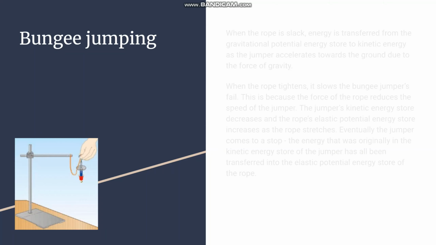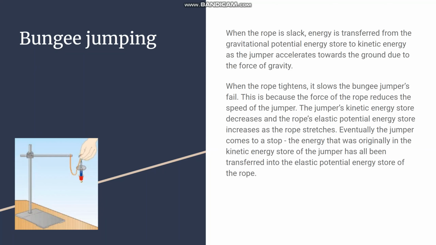Bungee jumping. When the rope is slack, energy is transferred from the gravitational potential energy store to kinetic energy as a jumper accelerates towards the ground due to the force of gravity. When the rope tightens, it slows the bungee jumper's fall. This is because the force of the rope reduces the speed of the jumper. The jumper's kinetic energy store decreases as the rope's elastic potential energy store increases. As the rope stretches, eventually the jumper comes to a stop.